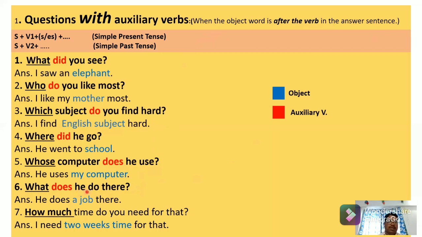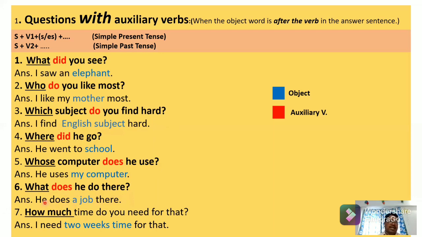The do after the pronoun he is not a helping verb, it is a main verb, right? The answer could be, or maybe, he does a job there, he does a business there. Yes. And what is the answer of the question word what? A job is the answer of the question word what. And like earlier objects, it is following the main verb does in the sentence. He does a job there, correct?